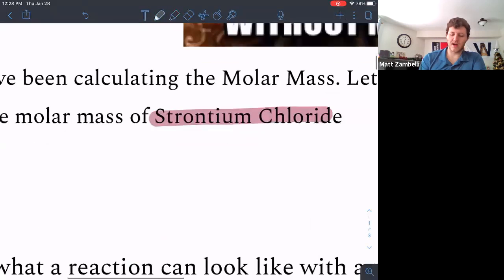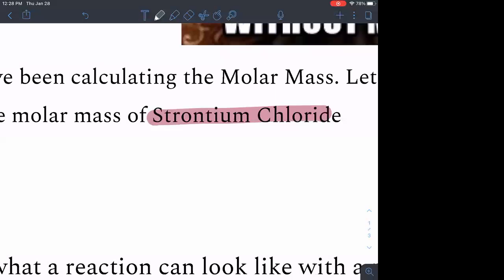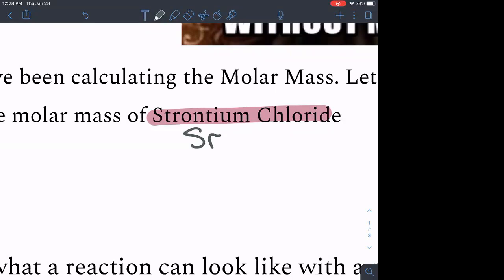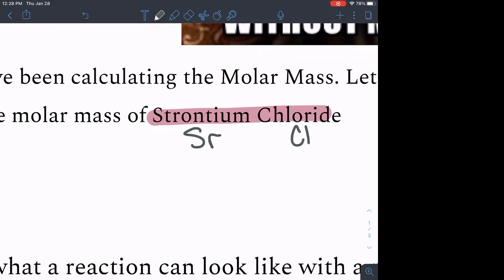Do we know what strontium is? What's the element symbol for strontium? Sr. Perfect. And do we know the element symbol for chloride? Cl. Perfect. Now, how do we figure out how many of each we need in this formula? Just 1. We need 1 of each.